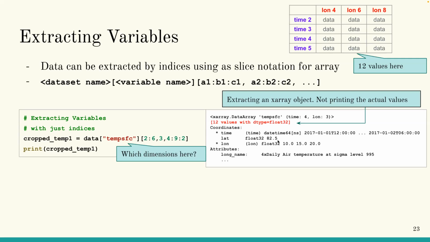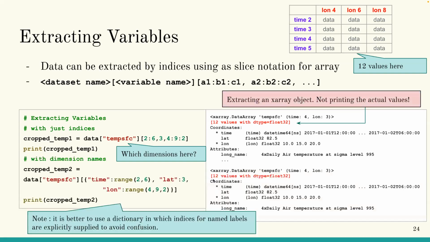Why do we just have one latitude in here? Because we have put 3 in here, right? We just extracted the 0, 1, 2, 3, the 4th latitude in your data. And then 4 to 9 with a step of 2, so it's giving you some part of the longitude.